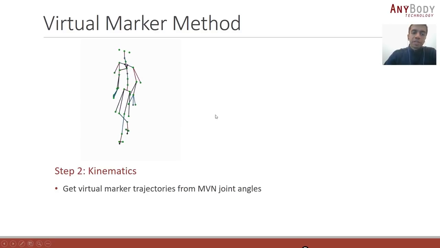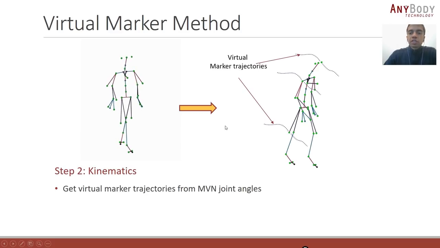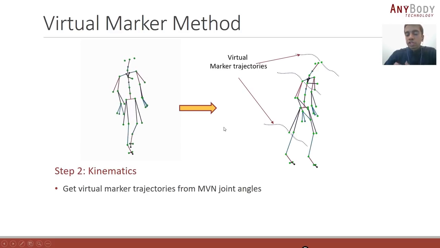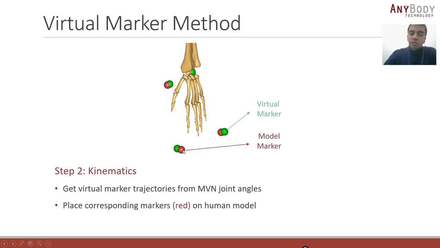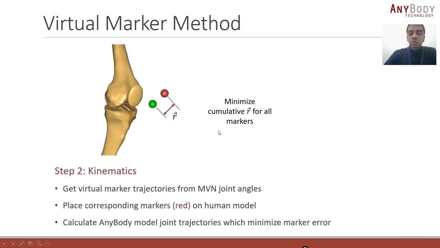For this, we first run a simple kinematic simulation of just the stick figure alone. So this simulation gives us the trajectories of the virtual markers in 3D space. Once we have these trajectories, what we do is place a set of corresponding markers on the model. So for each virtual marker on your stick figure, you place a red marker on your model. And then you run a kinematic simulation with the AnyBody model. Now what the second kinematic simulation does is that it tries to minimize the distance between each pair of corresponding markers.